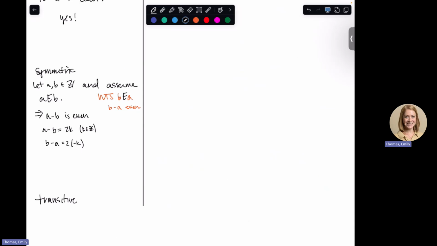That's still just even, it's just a negative even number, so it doesn't matter. Like 4 minus 2 and 2 minus 4. They're both 2, one's positive, one's negative. So yeah, this is still even. So B minus A is even. So B is related to A.